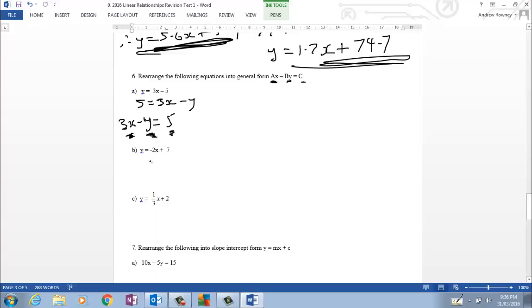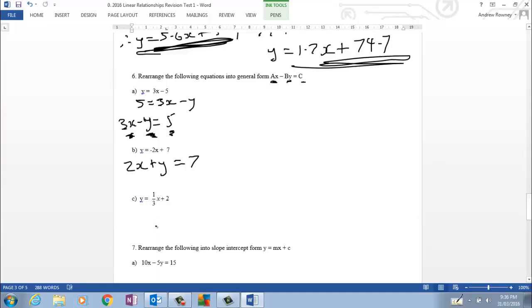This one here, we want to take 2x over the left-hand side. Because it's negative, that's why I'm taking x on the left, whereas the previous one I left x on the right, because we want to keep the x positive. So if I plus 2x, we'll have 2x plus y equals 7.